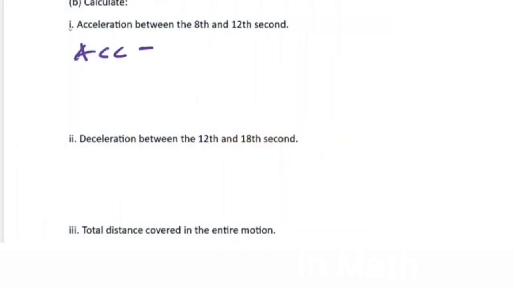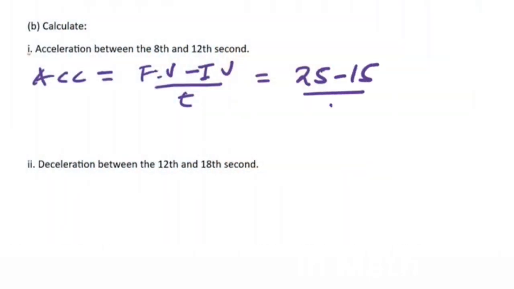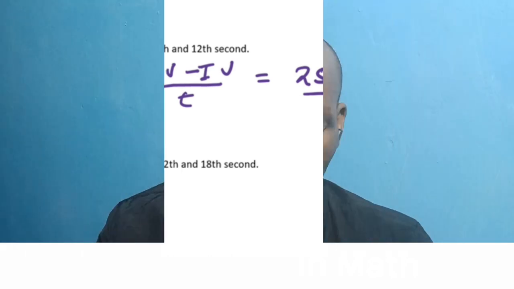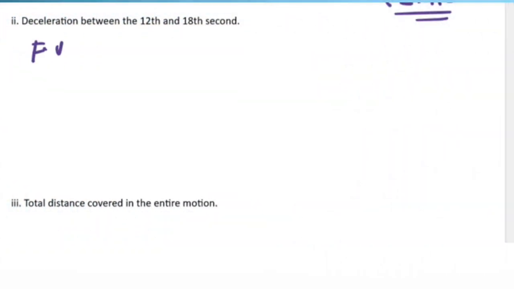So now to answer the first question, calculate the acceleration between the 8th and the 12th second. So initial velocity is 15, final velocity is 25, and time taken is 4 seconds. So therefore that is going to be 25 minus 15, which is 10, divided by time 4. So therefore that gives you 10 divided by 4, and that gives us the answer to be equal to 2.5 meters per second square.